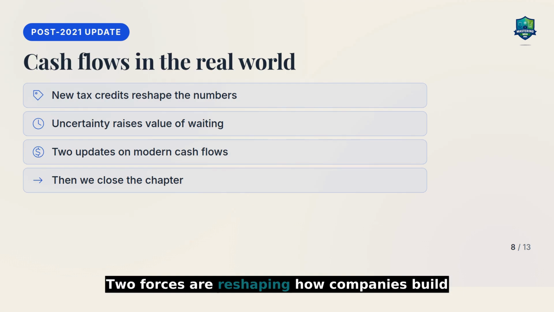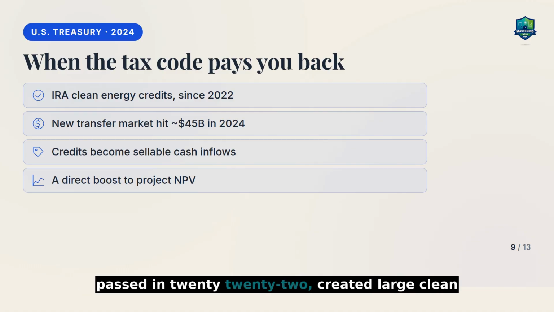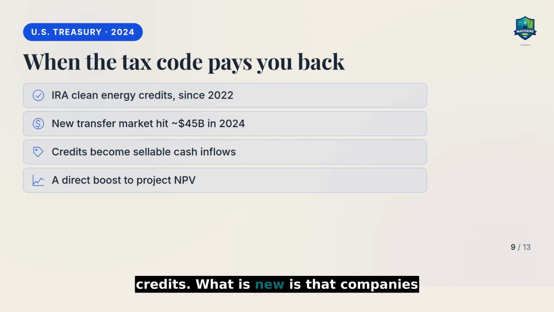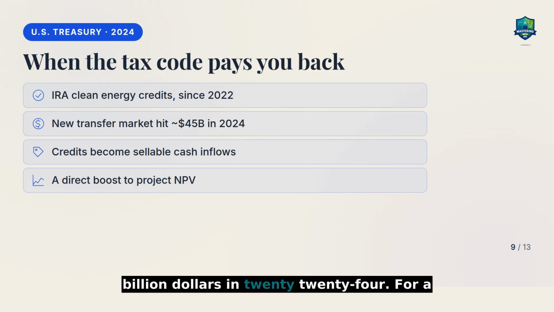Two forces are reshaping how companies build these cash flow models right now: a wave of new tax incentives and a renewed appreciation for the value of flexibility. Two updates, then we wrap the chapter. Our first update is a perfect example of taxes driving cash flows. The Inflation Reduction Act, passed in 2022, created large clean energy investment tax credits. What is new is that companies can now sell those credits to other firms for cash. Treasury data showed that transfer market reaching roughly $45 billion in 2024.